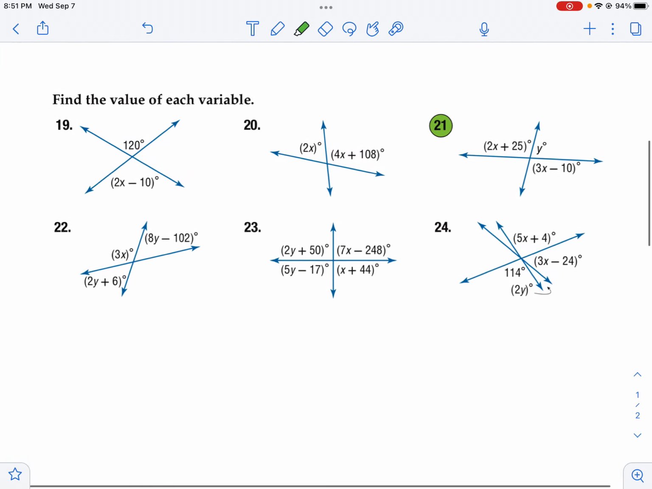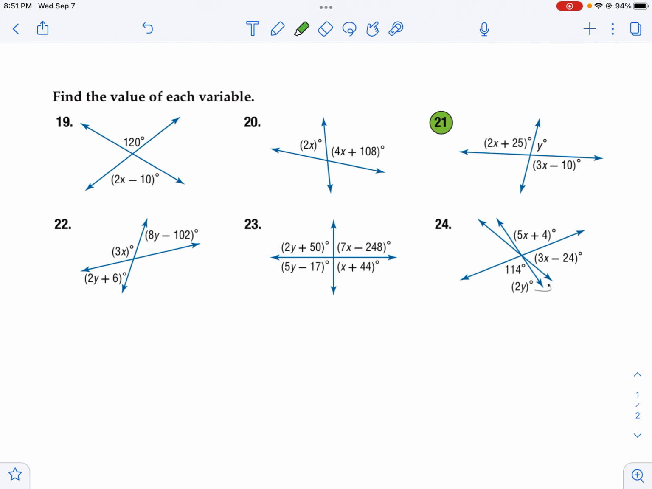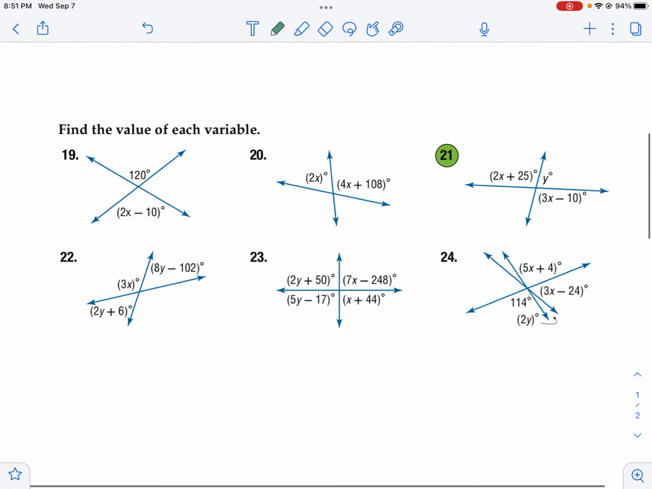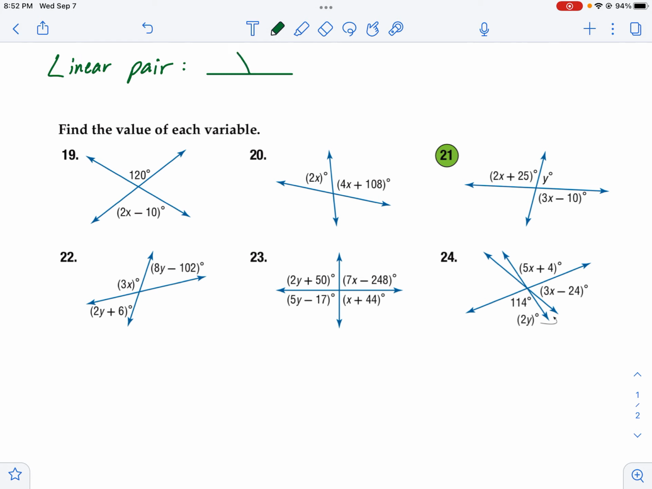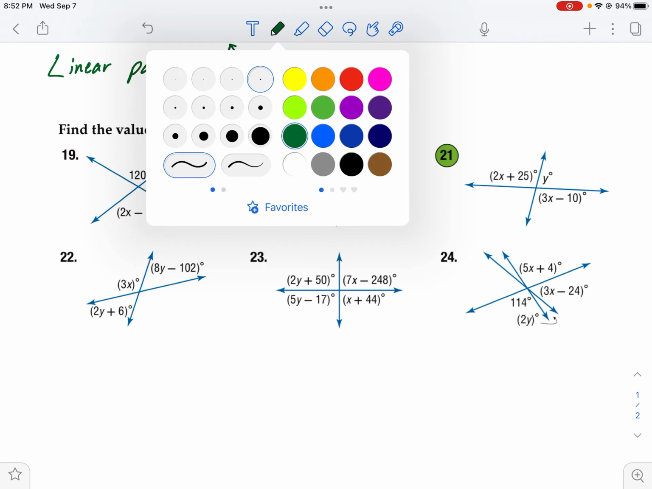In this video, we'll look at some linear pairs and vertical angles. A quick reminder on our vocabulary: a linear pair is two adjacent angles, which means that they share a side. Two adjacent angles that together add up to 180 degrees. That would be your linear pair.